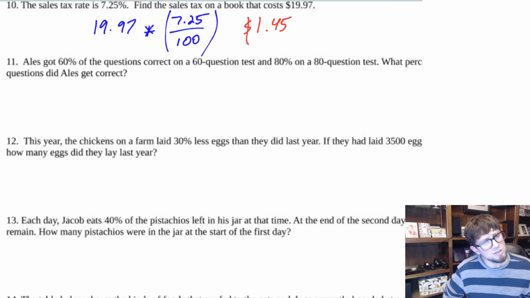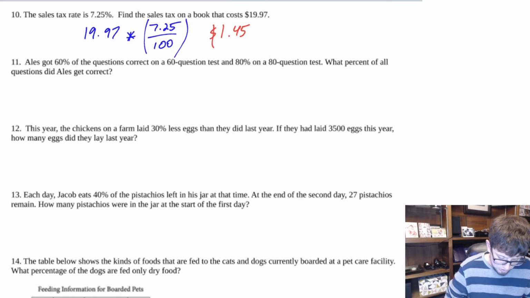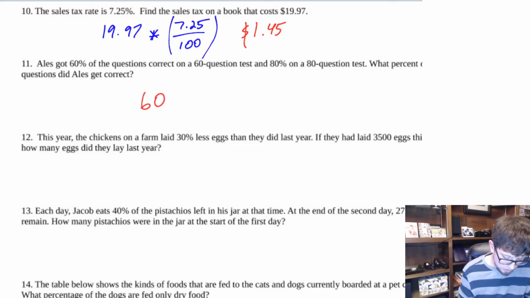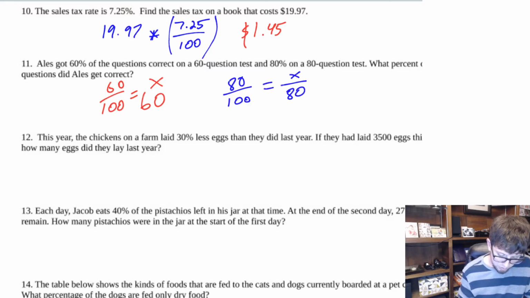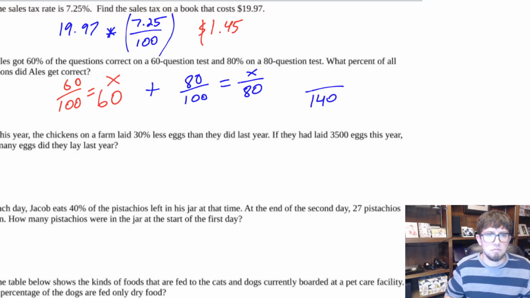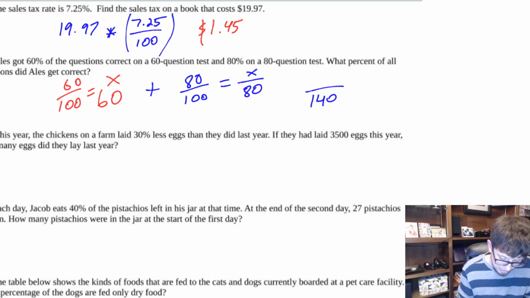Alice, Ailes? Maybe Alex? I don't know. Got 60% of the questions correct on a 60-question test and 80% on an 80-question test. What percentage of all? Okay, so we're combining. We have a 60-question test, on which we got 60 out of 100, and then we have an 80-question test, on which we got 80 out of 100. Then we're going to add these ratios together, and we will have some number correct out of a total of 140, because that's how many questions Alex answered. So let me add the fraction bar there.